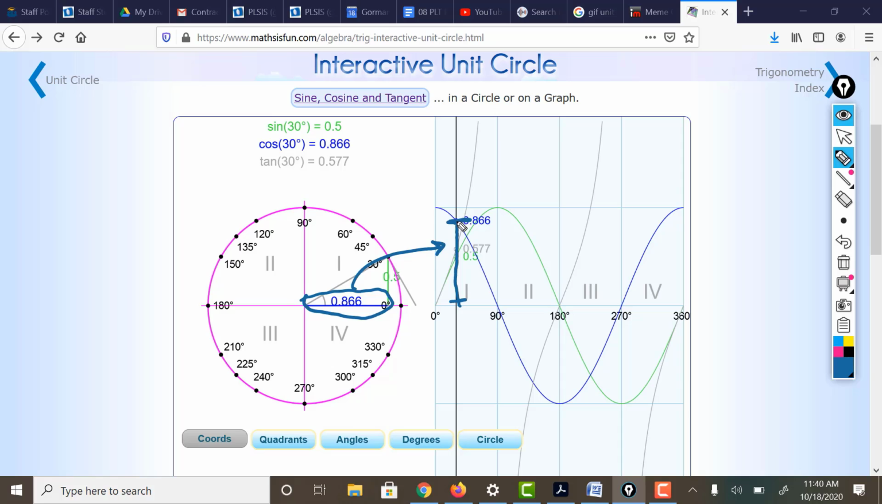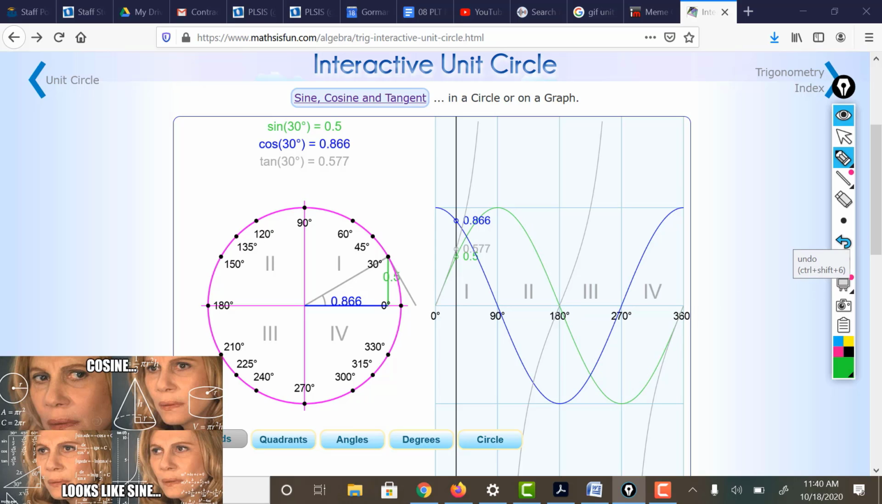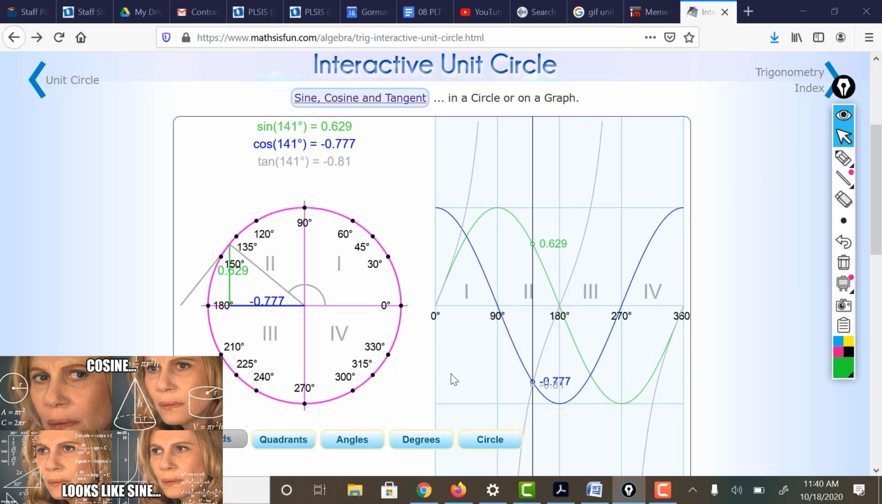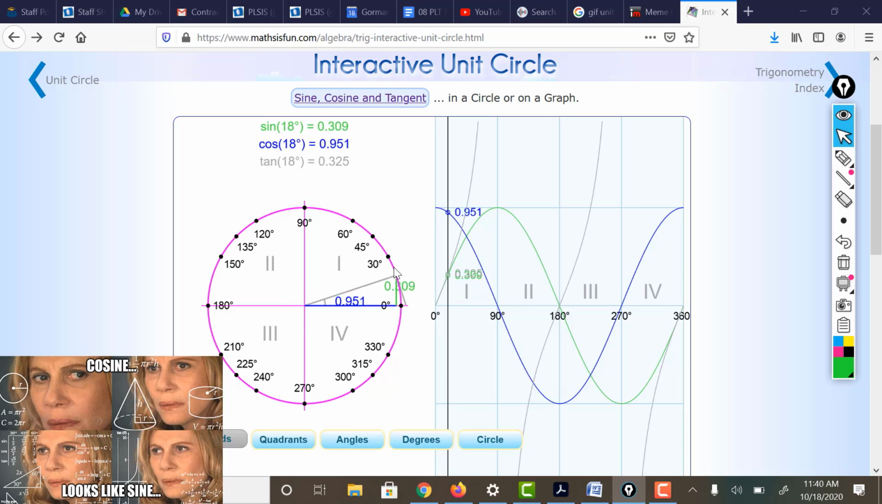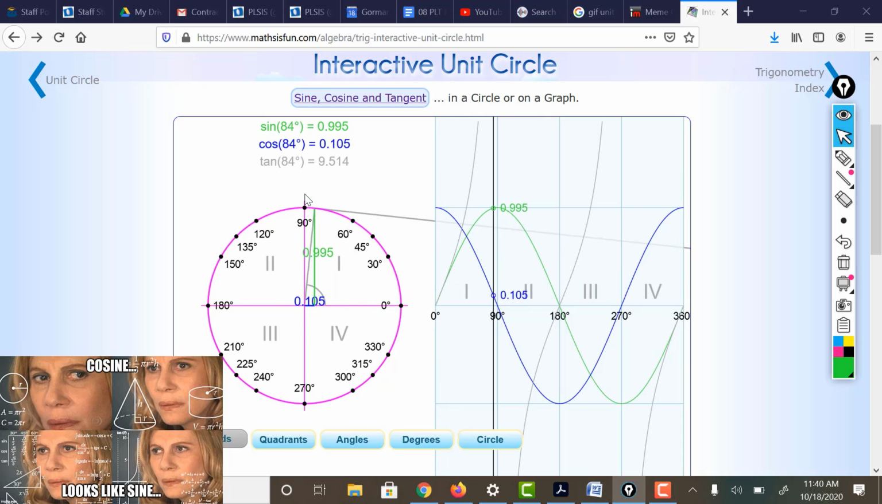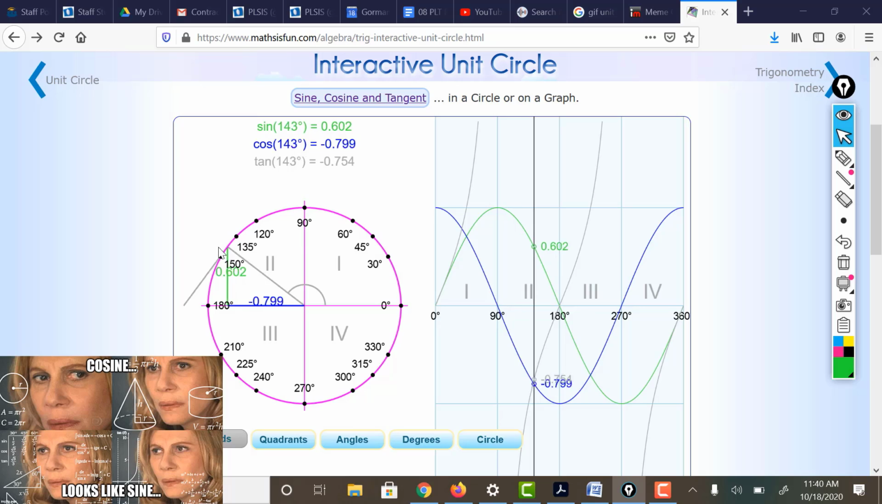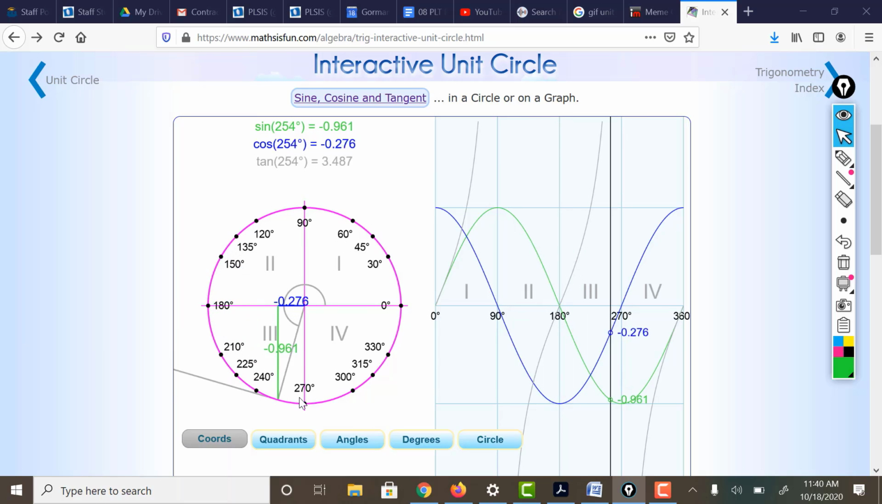So the blue one, as we go through the unit circle, you'll notice the blue one does this roller coaster thing going up and down, whereas the green one keeps going up and does the same thing, but it's been phased. It's shifted over. Don't worry about tangent. Tangent's a mess.